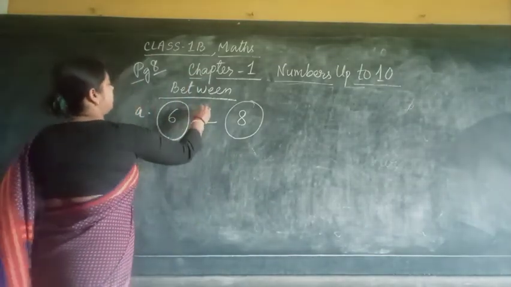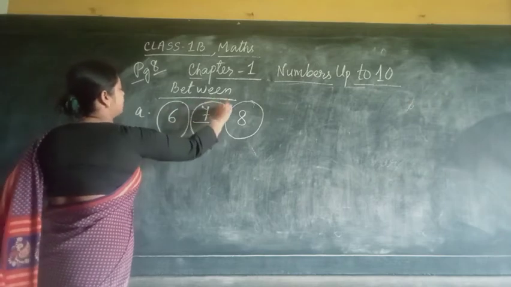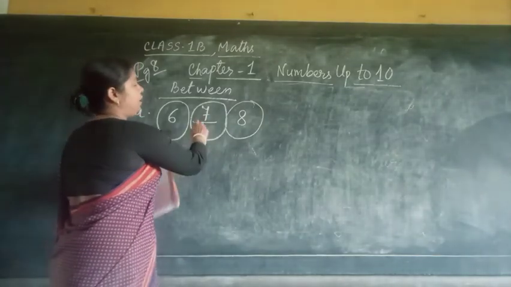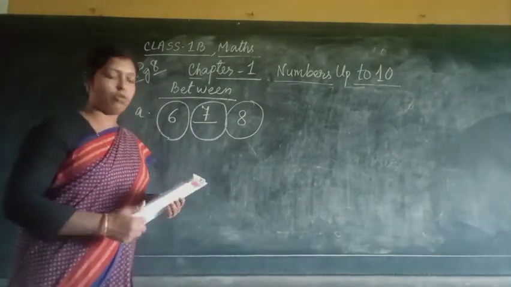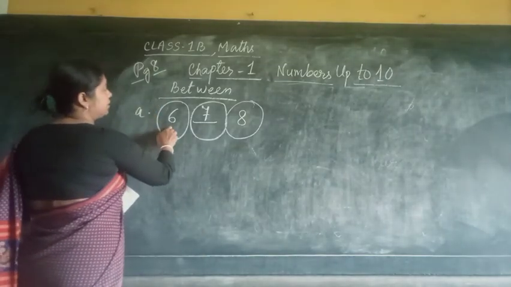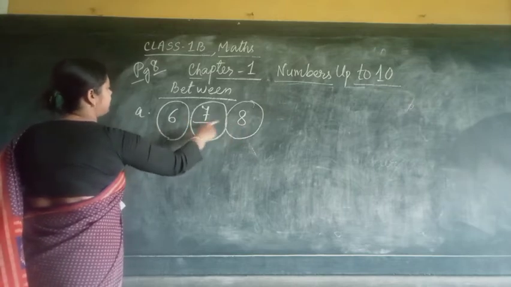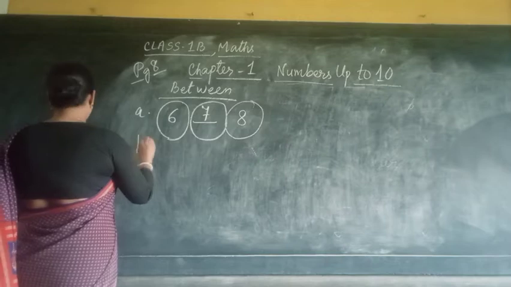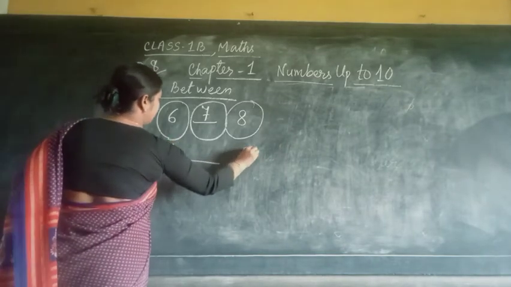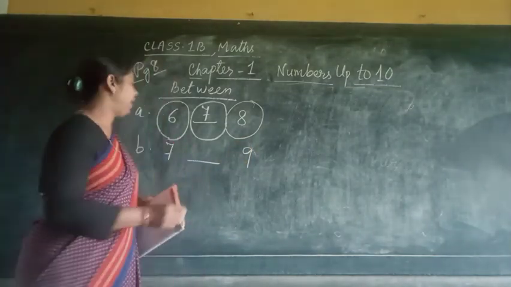6, just write down 7. If you want to color 7 also, you just color it. Use 3 different colors. Or 2 colors you use, a common color and 1 different color. It will be very nice. Okay, in that way you can do. 6 and 8. In between 6 and 8 what comes? 7 comes. 6 7 8. Okay, next number you see 7 dash 9. What comes in between? 7 and 9. 8 comes.